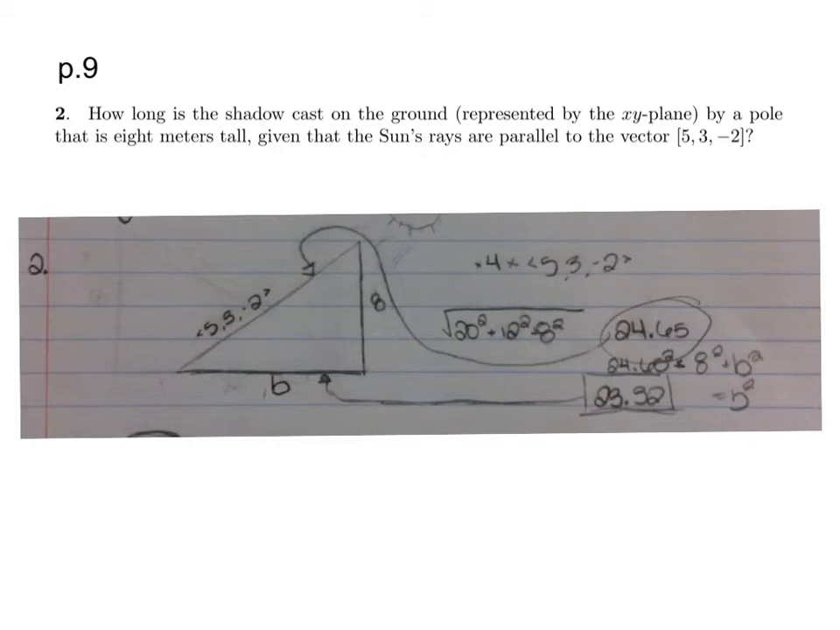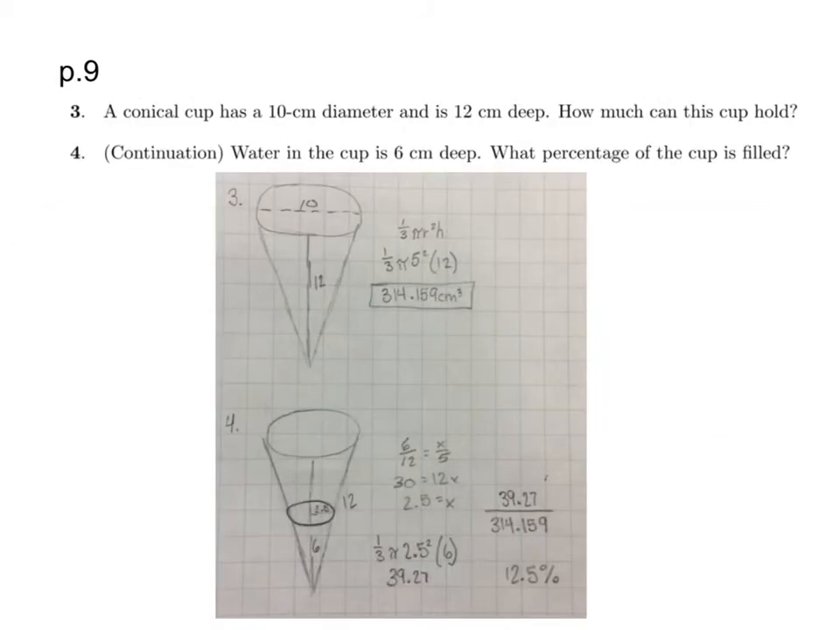Got it, thank you. A conical cup has a 10 centimeter diameter and is 12 centimeters deep. How much can this cup hold? So what we did, we drew the picture, and then we just used the formula to find the volume. And so we ended up getting 314.159 centimeters cubed here.